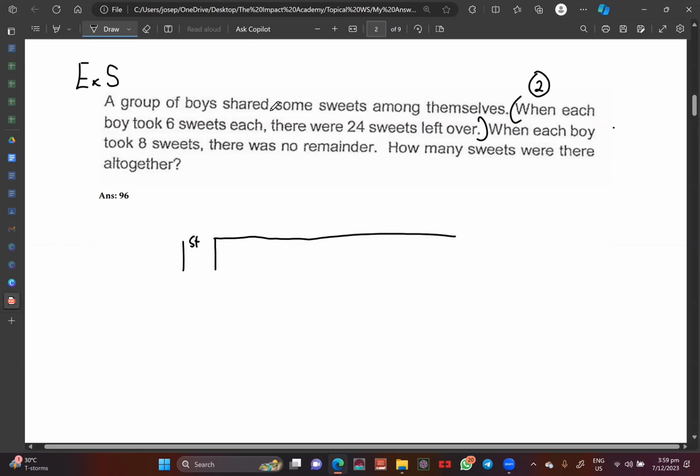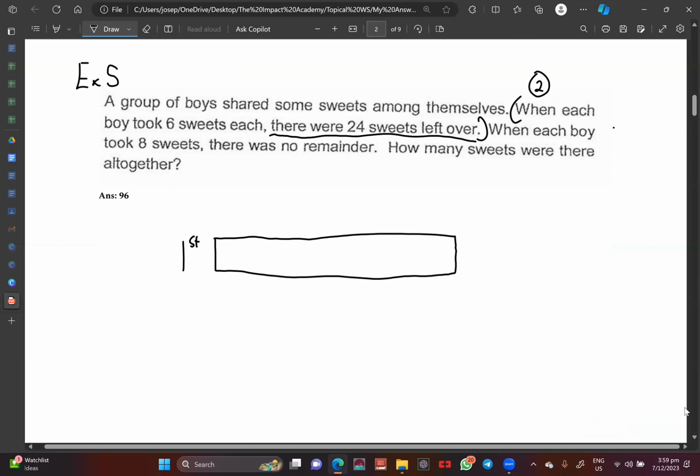I draw a model. Make sense? Okay. And I see that there were 24 sweets left over. What does it mean to have 24 sweets left over? It means that it is the extra. Make sense? Everyone done with the model?